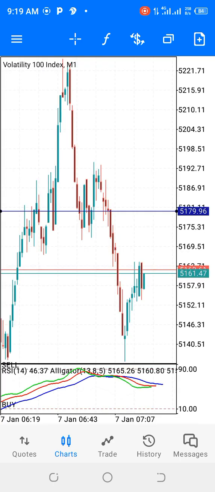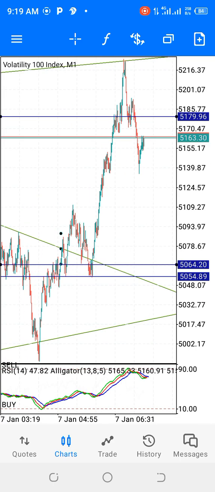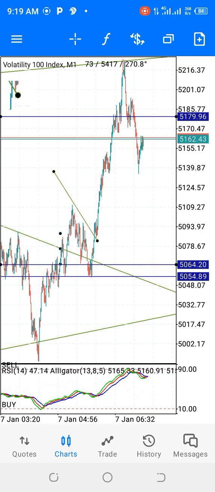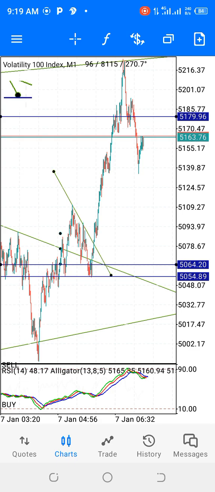So we come to M1. Exactly. Even in M1, we had a simple trend. There's what we call a trend within a trend, just down here. It broke there, and it came down within this particular zone.